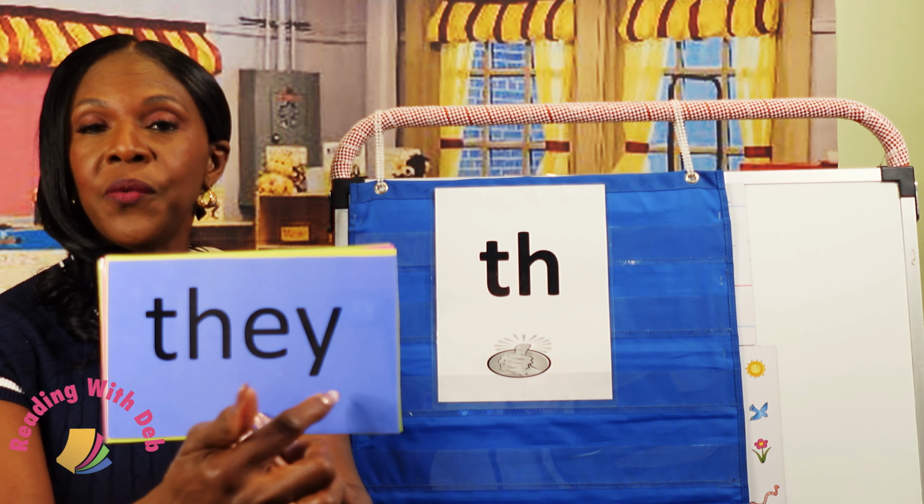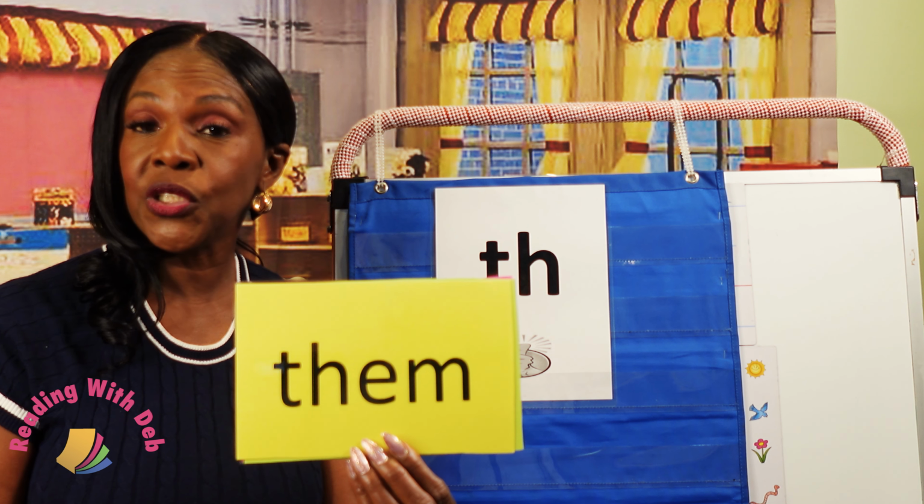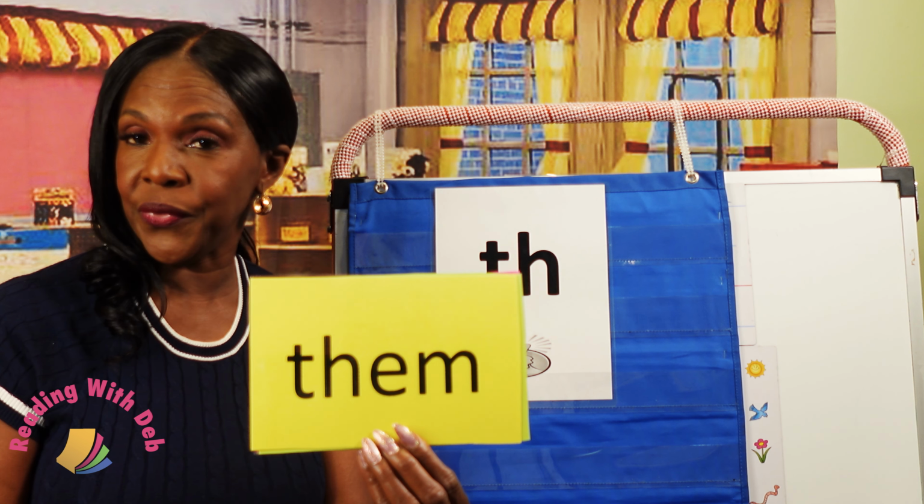Because we have learned so much already, I'm going to add 4 high-frequency words to this lesson. The words should be easy to read based on what we have already learned. This word is them, then, that, and this. Make note of those words, okay? Let's move on now to our blending practice.